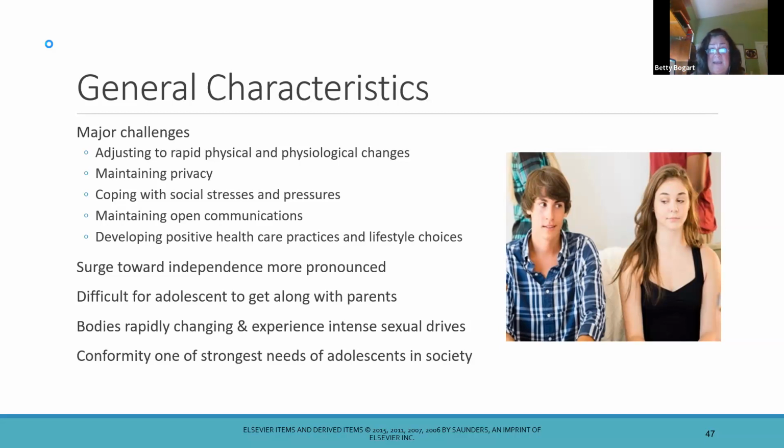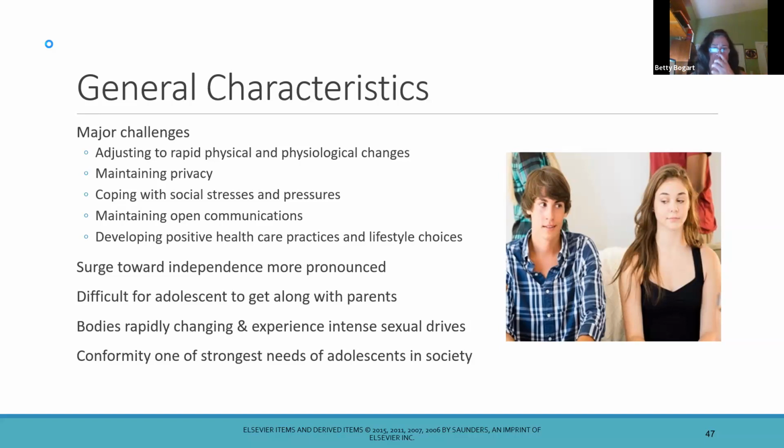As parents, maintaining open communication is difficult. They just want, as I say, their buddies. They just want their peers. They just want to talk with them. They don't want to talk with mom and dad. And it becomes a difficult time.